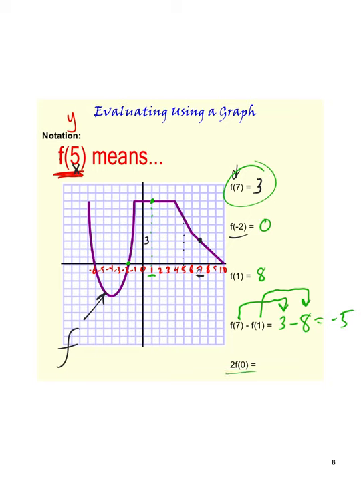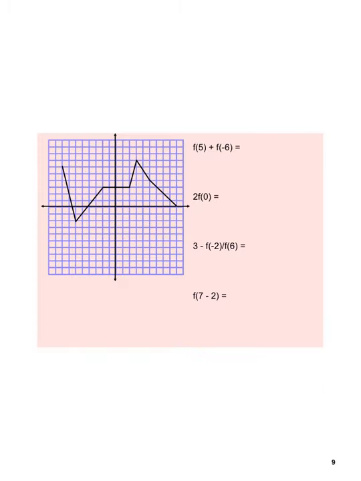Again, this bottom one here is 2 times the result of f of 0. Well, f of 0 is what the function is at the actual y-axis, which is at 8. So this is really just 2 times 8, because it's 2 times the result of f of 0. Okay. All right. Some a little more complicated here. I'll just draw in these numbers again quickly. Make it a little easier to find.